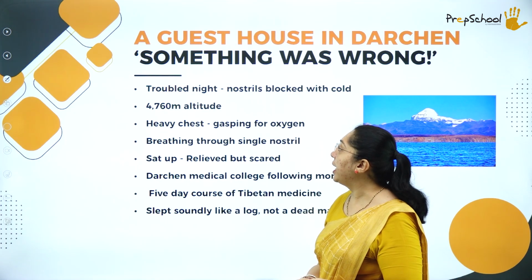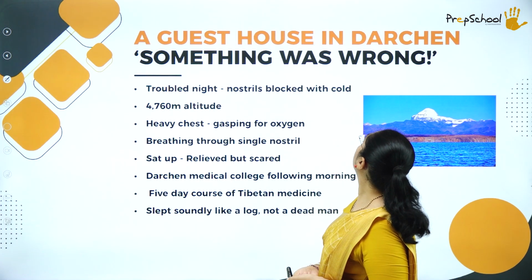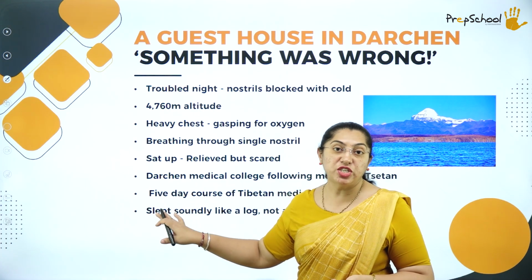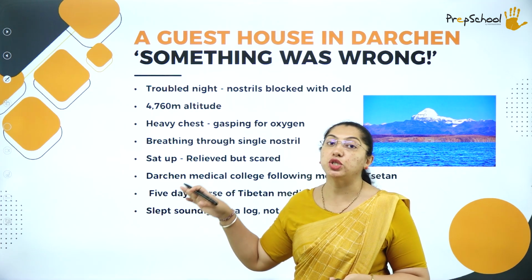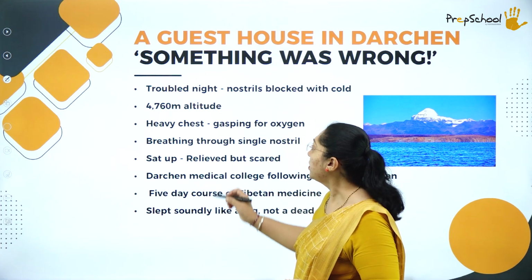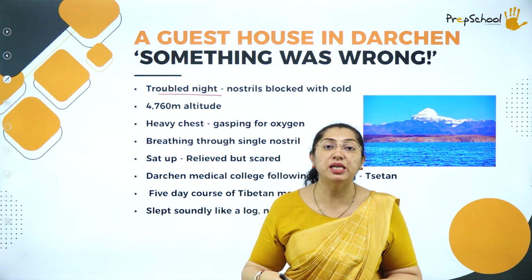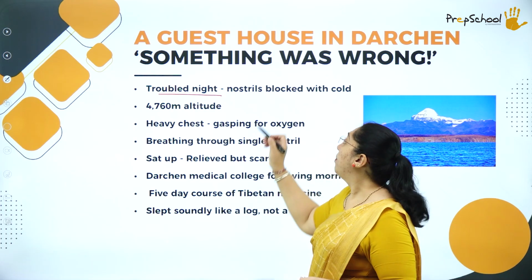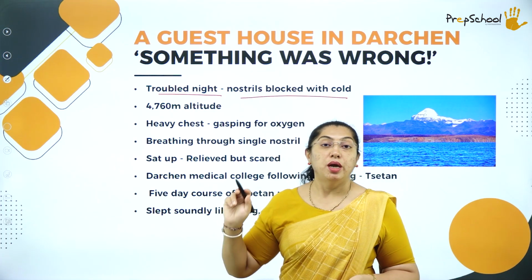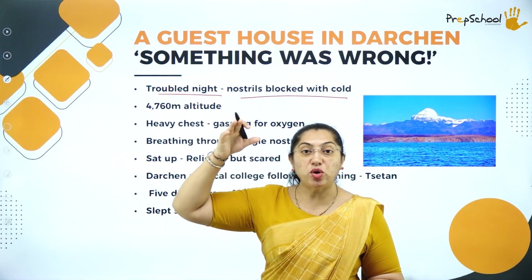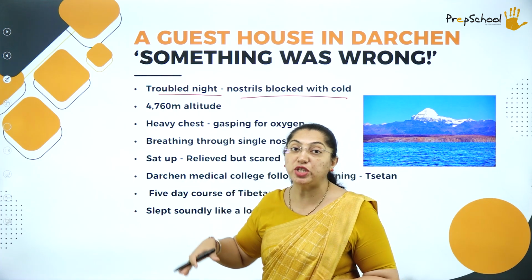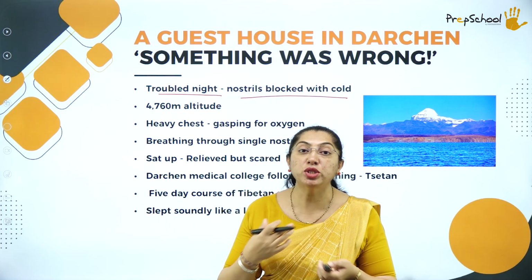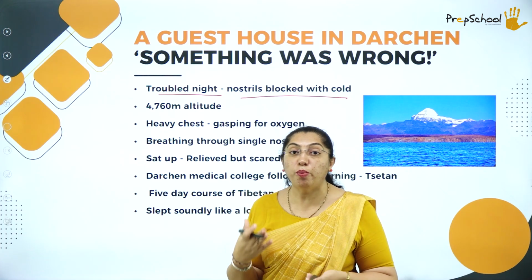What next? A guest house in Dachin, where something was wrong. They had just reached the peak and were at Manasa Sarovara. What happened there for the narrator? It was a troubled night. He did not have proper sleep. Why? Because his nostrils were blocked with cold. At that altitude the pressure had been high, but now the pressure had come down. Even then, both of the narrator's nostrils were blocked and he was not able to breathe properly.